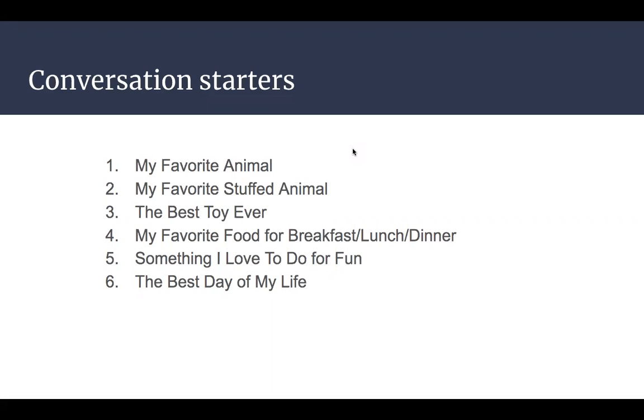Number four, what's your favorite food for breakfast, for lunch, or dinner? Okay, so you're going to be discussing that. What's your favorite food for breakfast, lunch, or dinner? Number five, what is something you love to do for fun? So you're going to be sharing with the people in your group what you love to do for fun.